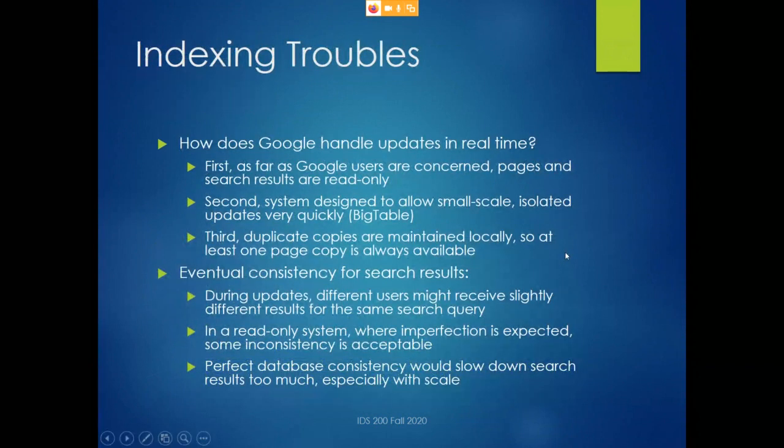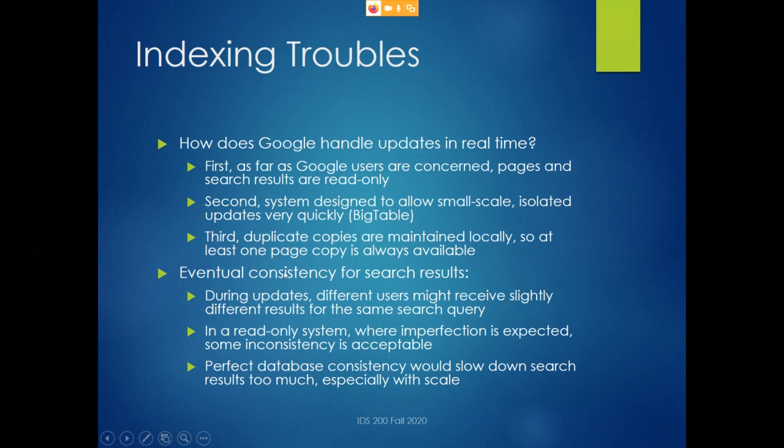Third, duplicate copies are maintained locally, right? So at any data center, if Google has one copy of the page data or the index using it, then guess what? There's going to be other copies available. Google always wants to keep a triple copy. So at least one page copy will always be available. If Google is updating one, the other two will be available.